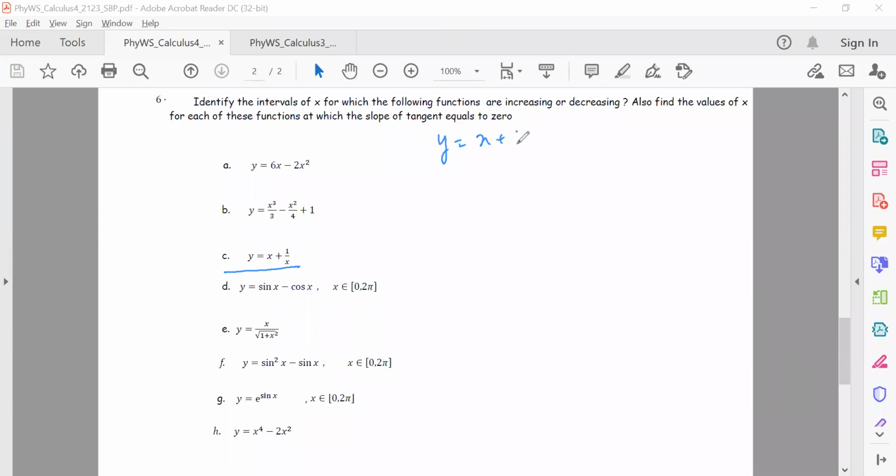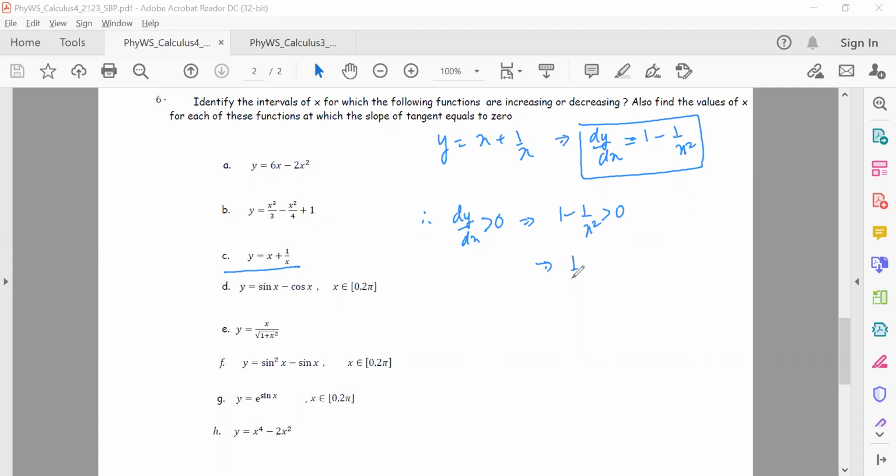y is equal to x plus 1 by x. So dy by dx is equal to 1 minus 1 by x square. Therefore, for dy by dx to be positive, 1 minus 1 by x square should be positive, which further means that 1 by x square should be less than 1. Take this on that side, which means that x square should be greater than 1, which means that x should be greater than 1 union with x should be less than minus 1.